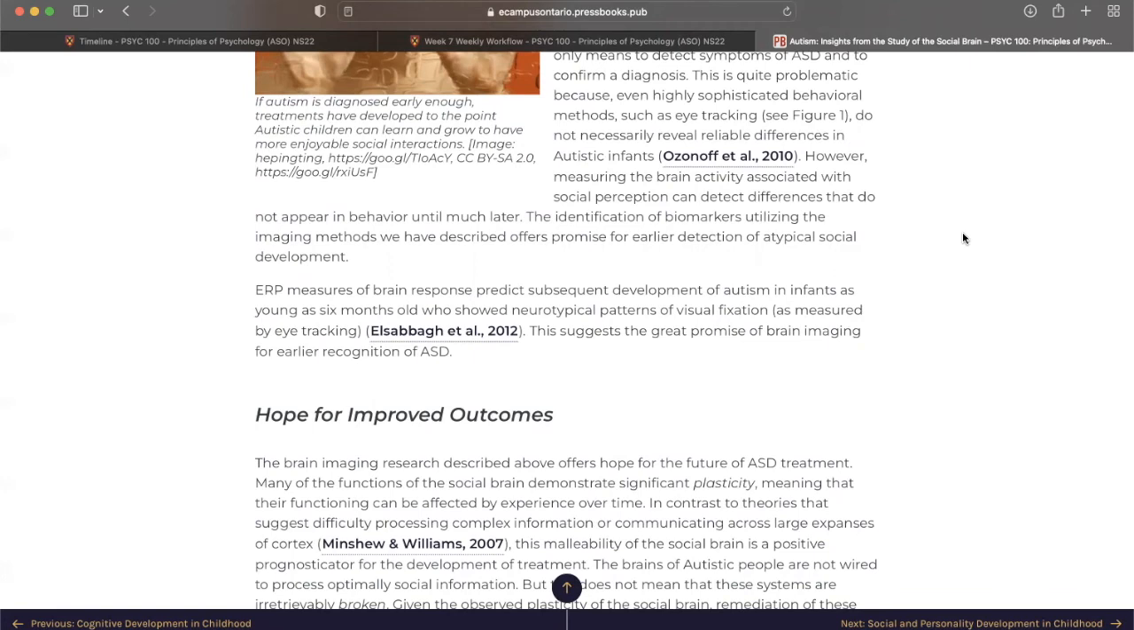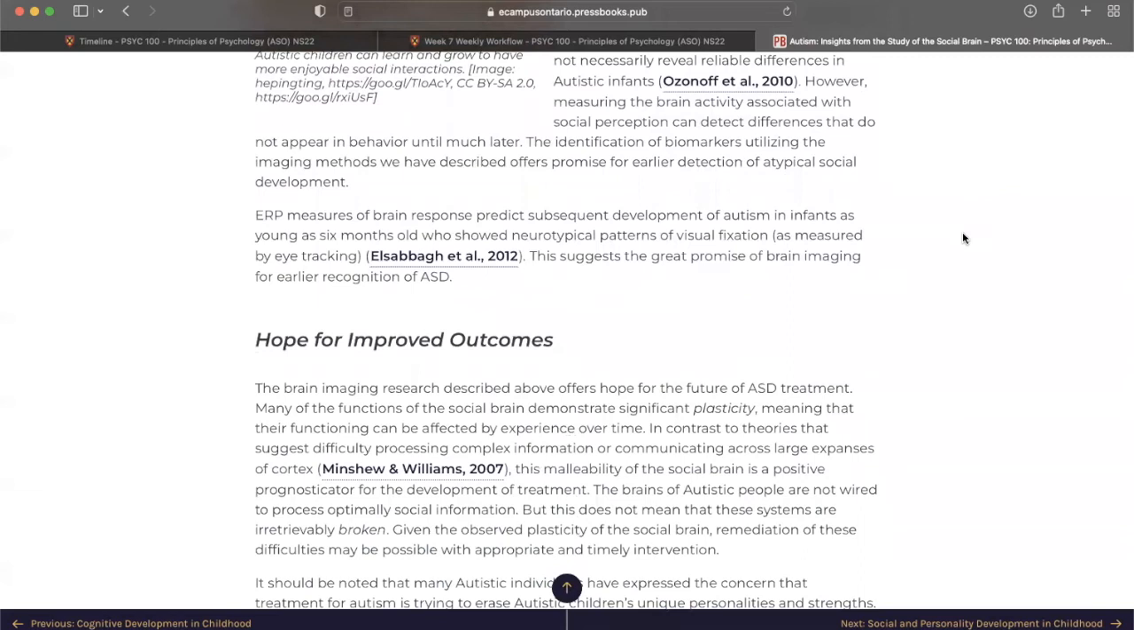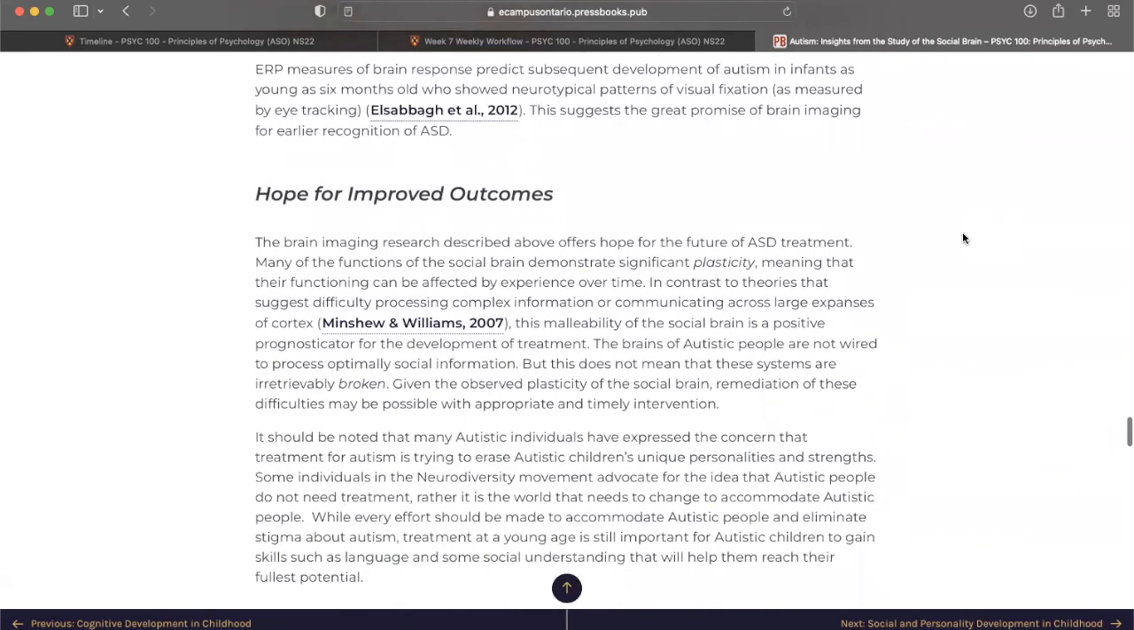The identification of biomarkers utilized in imaging methods we have described offers promise for earlier detection of atypical social development. ERP measures of brain response predict subsequent development of autism in infants as young as 6 months old who showed neurotypical patterns of visual fixation. This suggests the great promise of brain imaging for earlier recognition of ASD.